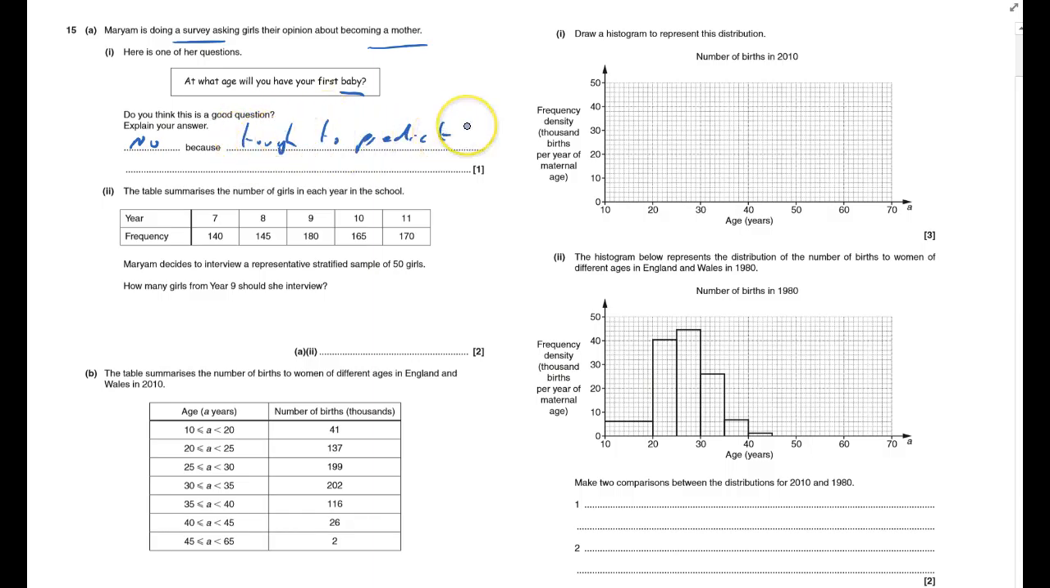It's only one mark, so you only have to give one reason. It's pretty intrusive to find out when someone intends to have their first baby. Someone might be a mother already. A whole lot of different things. Okay. Anyhow, let's move on.